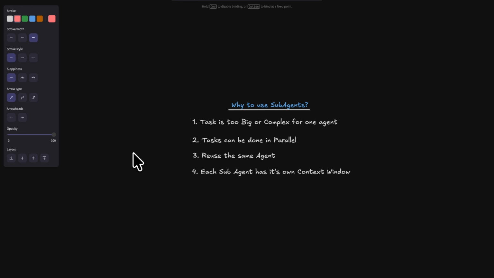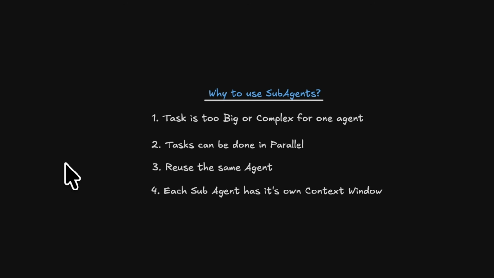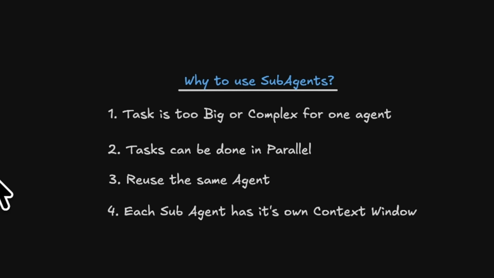But before we continue with the demo, let's talk about why we should use subagents in the first place. First, if the task is too big or too complex for one agent, we can use subagents. If we want to execute some tasks in parallel, we can do it as well. We can reuse the agents we configured for future usage. And of course, the most important part, each subagent has its own context window. But why is this so important?